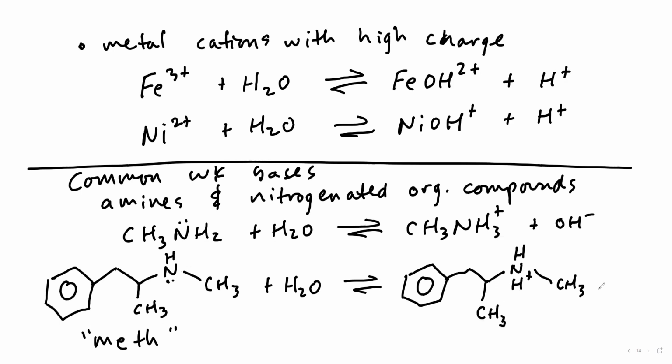So we end up with the amine functionality protonated, and then the water molecule has produced hydroxide. All right, one final thing to think about is how it is that Ka and Kb are related to each other when we think about a conjugate acid-base pair.